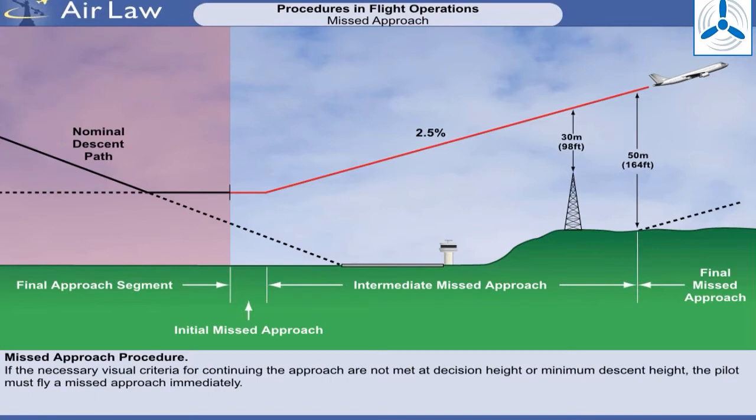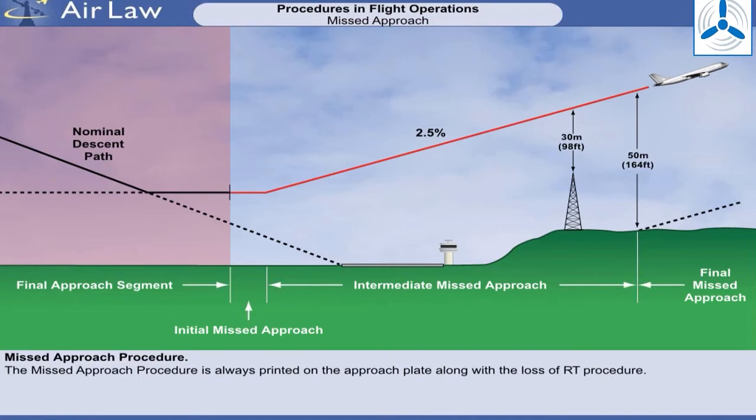If the necessary visual criteria for continuing the approach are not met at decision height or minimum descent height, MAPT, or at any time during the instrument approach that the pilot is unable to continue, the designated approach procedure requires the pilot to fly a missed approach immediately in order to be protected from obstacles. If a pilot decides to initiate the procedure before he reaches the MAPT, then he will be expected to fly to the MAPT point and carry out the procedure in full.